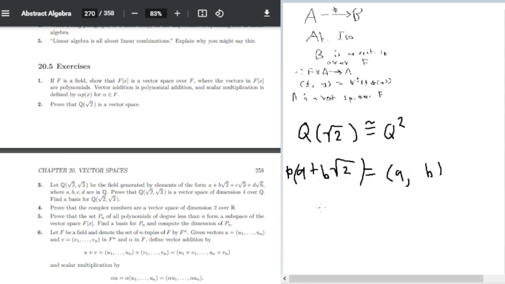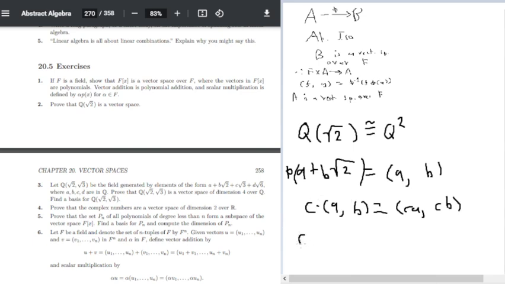Now from here, we define the vector space structure by C times (A, B) is equal to (CA, CB). And I'm not going to completely go through it, but it should be very obvious that this is a vector space over the rationals. We might even call it something like the pullback vector space, because we're pulling back a vector space from Q squared onto Q adjoined root 2.